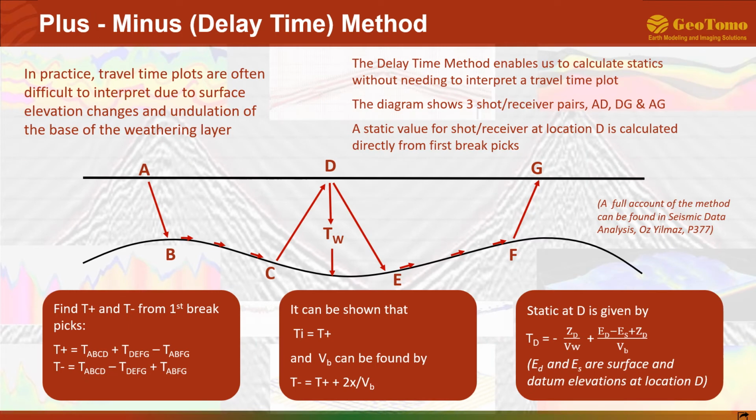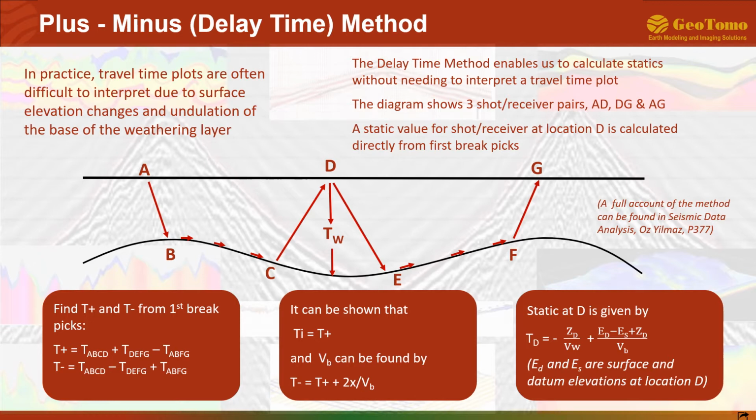Now, in practice, travel time plots are often difficult to interpret due to surface elevation changes and undulation of the base of the weathering layer and so on. The delay time method, also known as the plus-minus method, developed in 1959, enables us to calculate statics without needing to interpret a travel time plot.